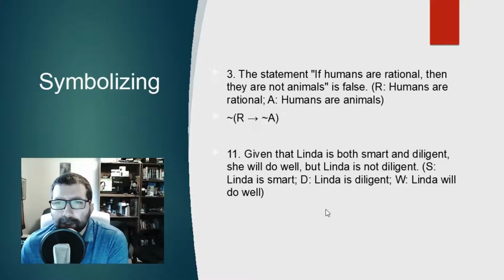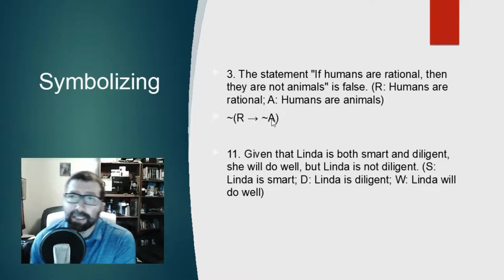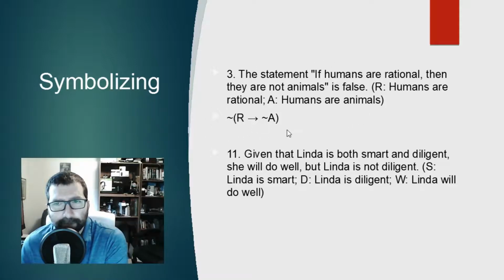Let's do the first one first. And this is the way I symbolized it. The statement, if humans are rational, then they are not animals, is false. So we're about to say that the thing that's about to follow is false. So I have this not here, and then a parenthesis opening for the statement that we're saying is false. And the statement is, if humans are rational, right, humans are rational is R, then they are not animals, right? So humans are animals is A. So we've got, it is not the case that if humans are rational, then it is not the case that humans are animals. So in English, we would say this as, if humans are rational, then they're not animals. And here it is symbolized.